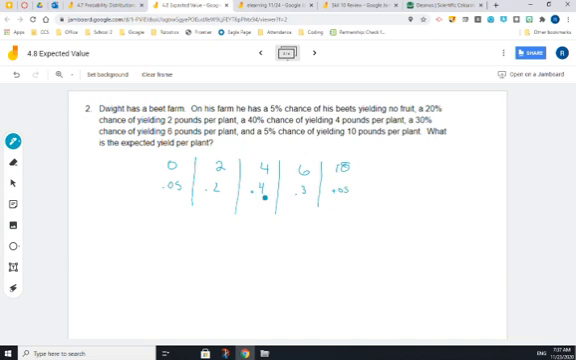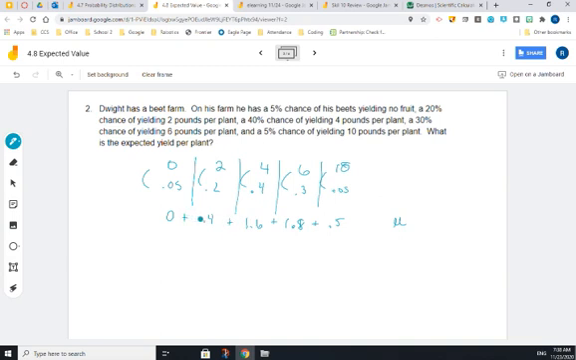So to find our expected value, we would take each one of these and multiply the x times the probability. And so 0 times 0.05 is 0. 2 times 0.2 is 0.4. 4 times 0.4 is 1.6. 6 times 0.3 is 1.8. And 10 times 0.05 is going to be 0.5. So to find our expected value, or our mean, we just add those together. Okay, we don't have to divide here.